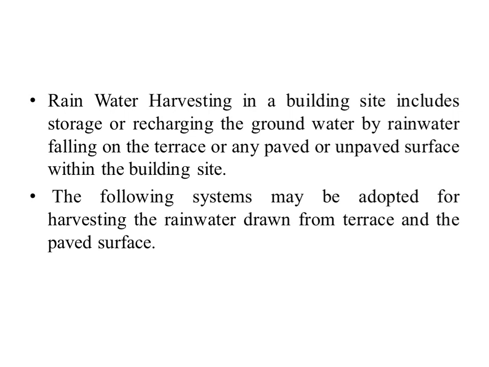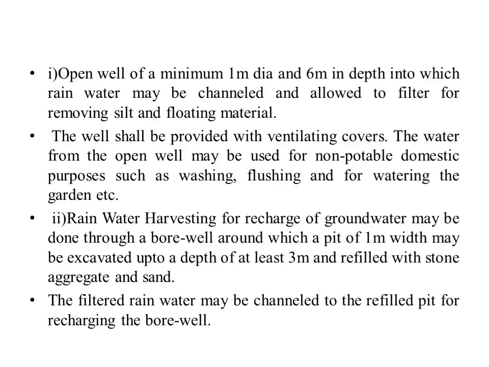The minimum size of the toilet shall be 1500 mm by 1750 mm. An open well of minimum 1 meter diameter and 6 meter depth, into which rainwater may be channeled and allowed to filter for removing silt and floating material. The well shall be provided with ventilating covers. The water from the open well may be used for non-potable domestic purposes such as washing, flushing, and for watering the garden.